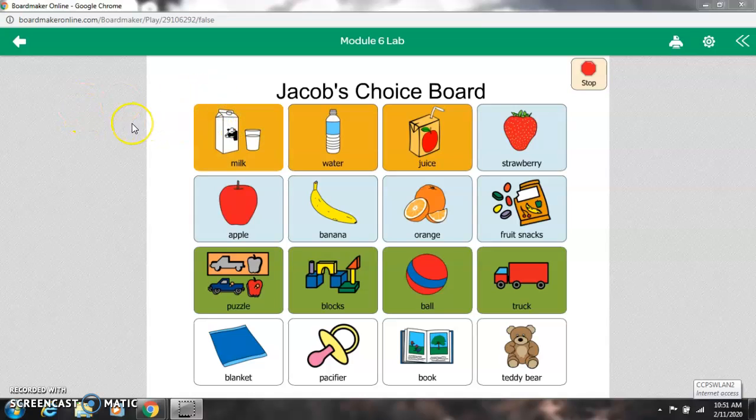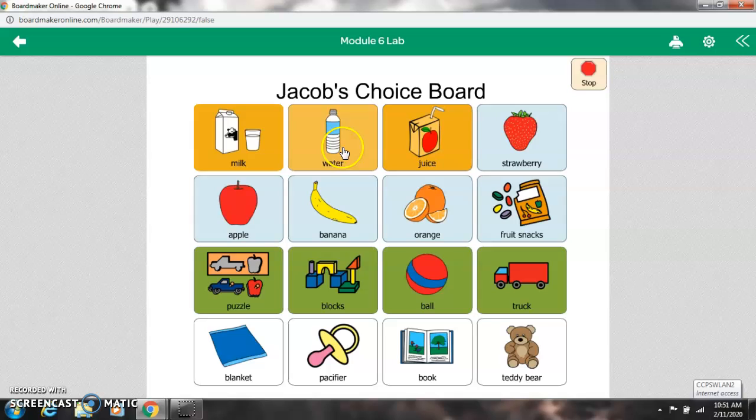I also chose to do the speak text feature for one item in each category, just so that we could, again, practice that feature and hear a complete sentence as opposed to just the label. So there's one item in each category that will speak the complete sentence, which could be beneficial if we're trying to teach him how to form a complete sentence and use the word please and things like that.